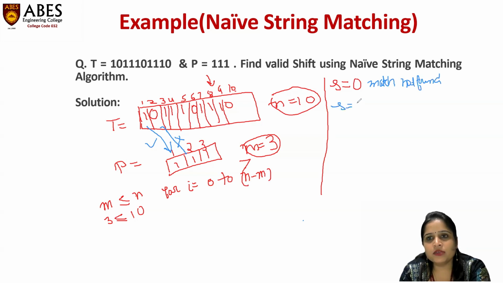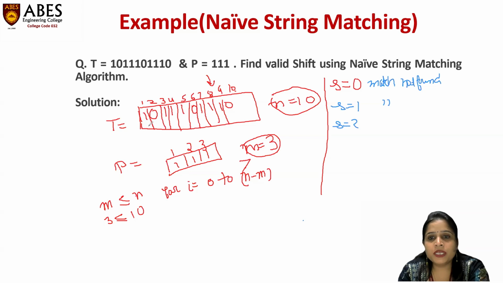So now s equals 1. In case of s equals 1, again we compare T of 1 plus 1, that is T of 2, to P of 1. Match not found. Again match not found. Then we iterate again, s equals 2.